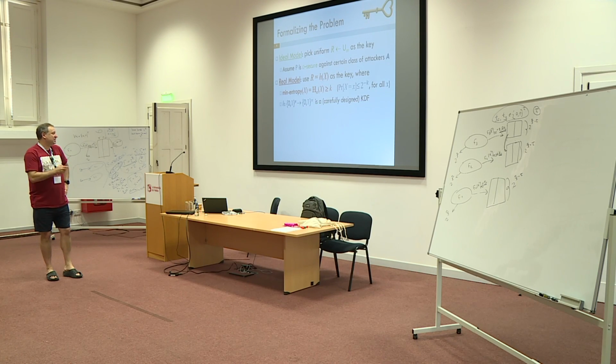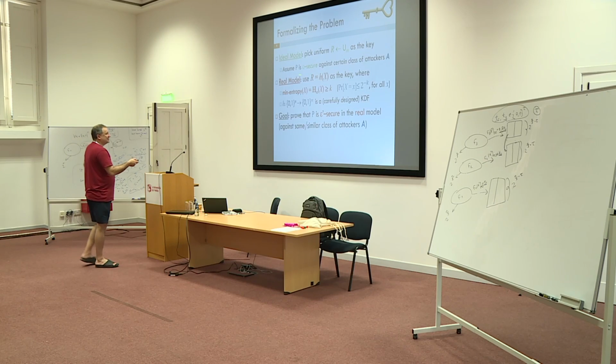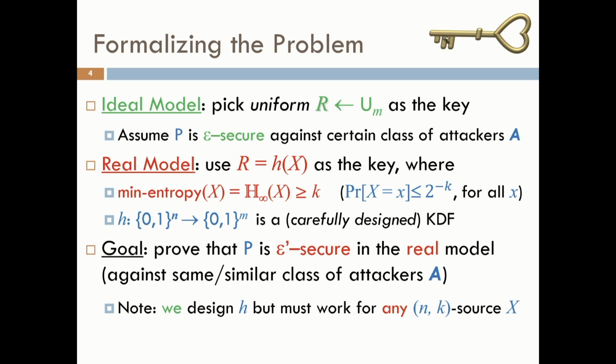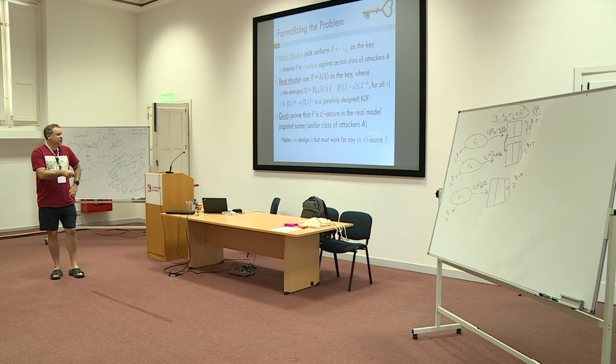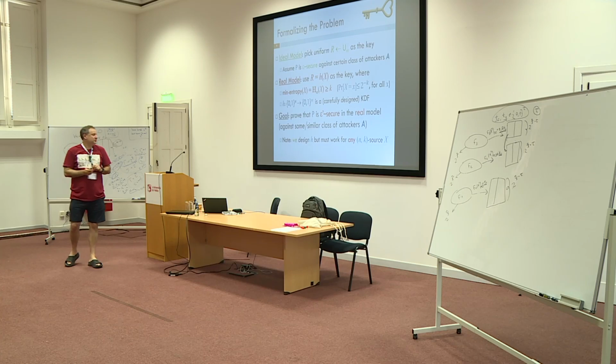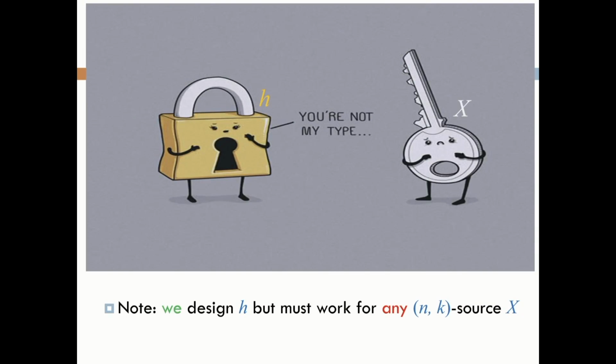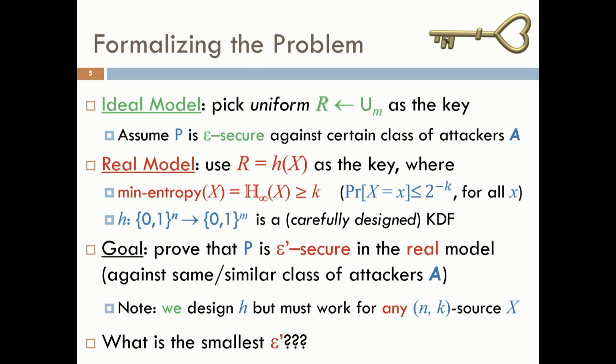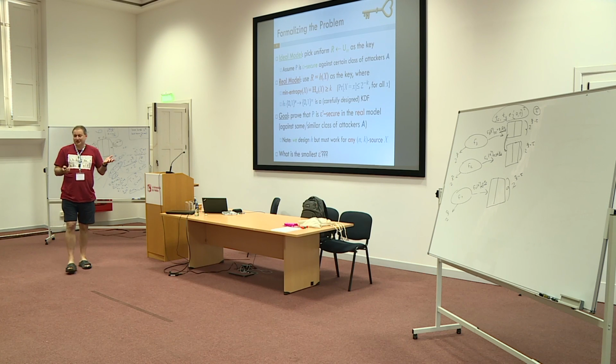And I have this carefully designed key derivation function. My goal is to prove that the same application P, which was designed to work with truly uniform keys, somehow works pretty well, but maybe has epsilon prime security with derived keys. Of course, we design the hash function H, but it has to work for any min-entropy K source. The same hash function has to work for all high-entropy distributions, so the key and the function have to be in harmony. So what is the smallest epsilon prime we can achieve? That's our question.